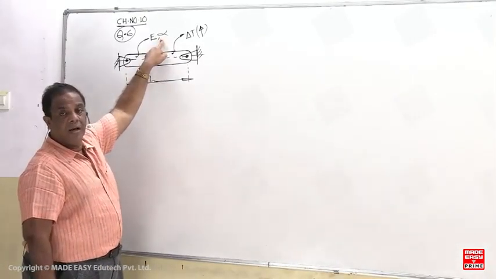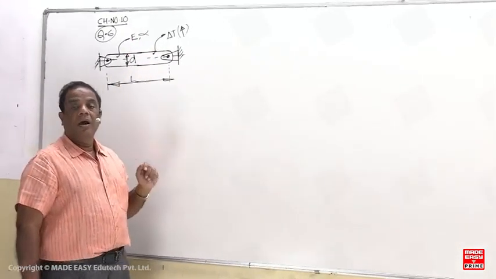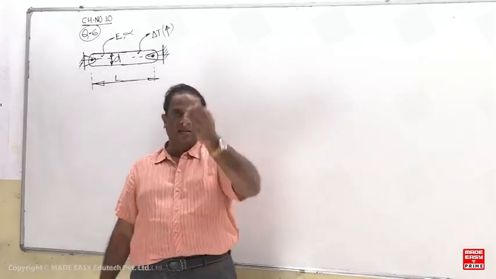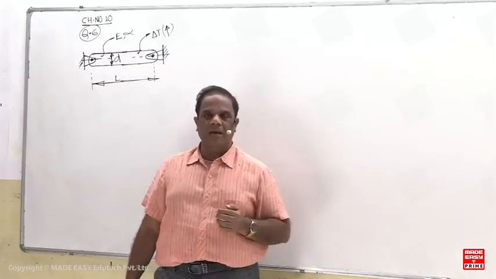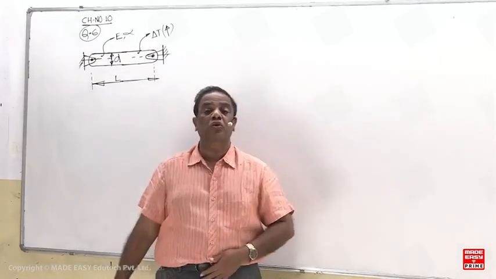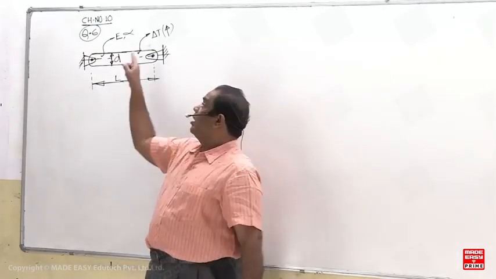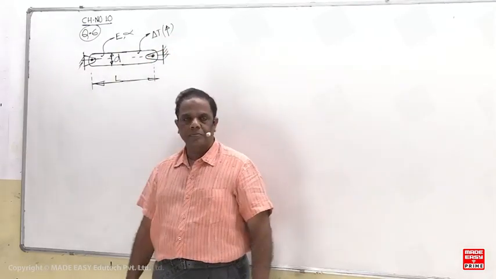Alpha is the coefficient of thermal expansion. And what does the question ask now? The temperature is increased. What temperature rise is necessary? How much temperature rise is required to induce buckling? Determine how much change in temperature is required so that buckling will occur.